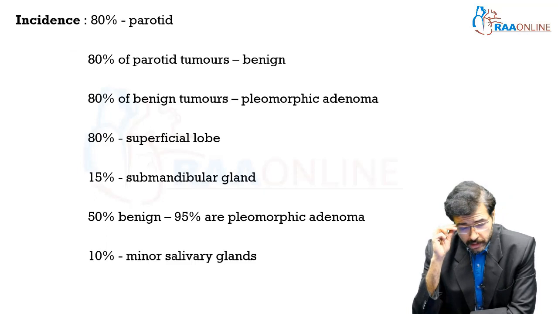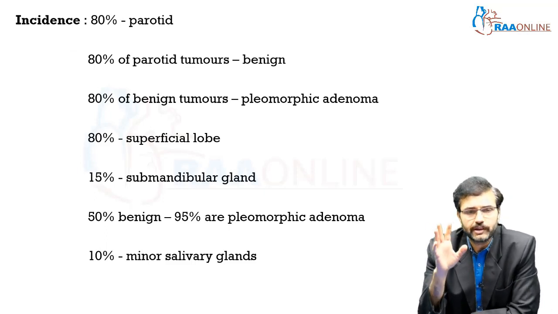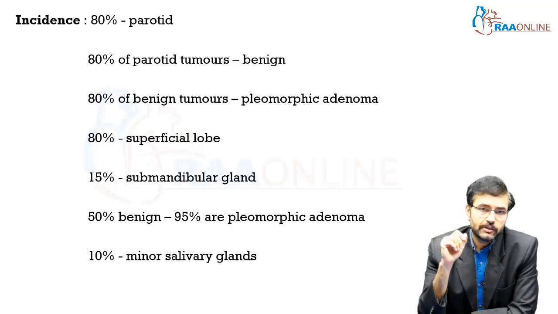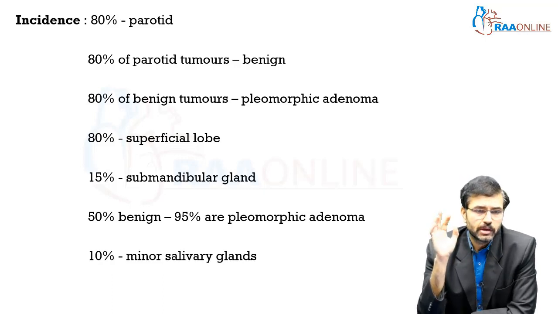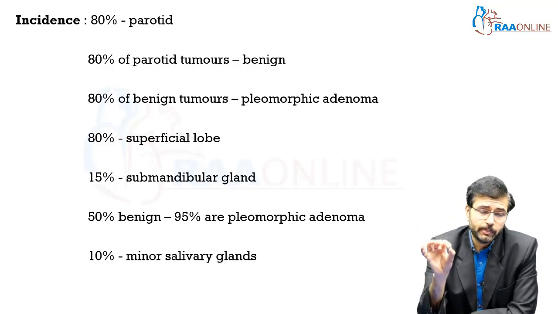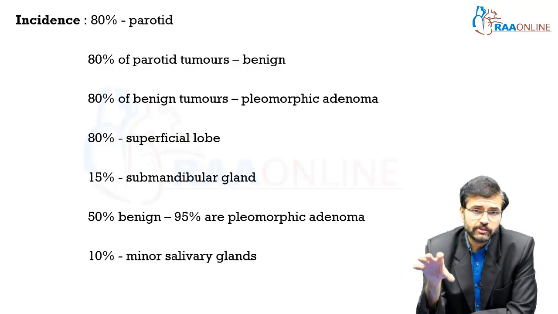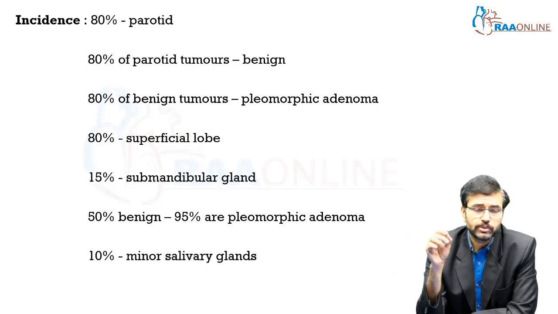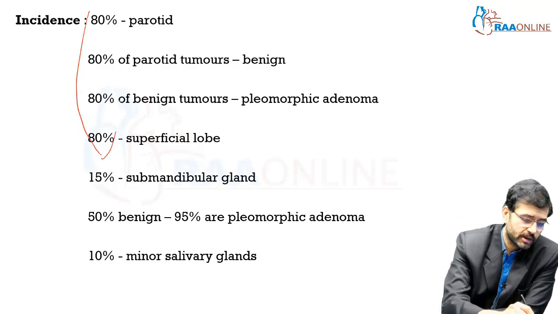Now, there is a very important number to be remembered with regard to tumors of the salivary gland, and the number is 80. So, 80% of salivary tumors seem to occur in the parotid. Among these parotid tumors, 80% are benign. Among the benign tumors, 80% are pleomorphic adenomas. And of these pleomorphic adenomas, 80% seem to involve only the superficial lobe. So, the number 80 carries a lot of significance as far as salivary neoplasms are concerned.